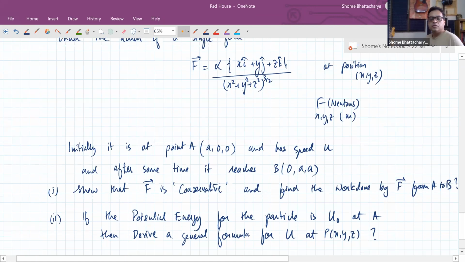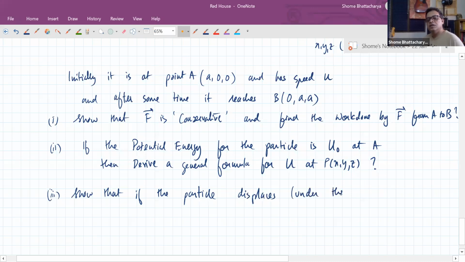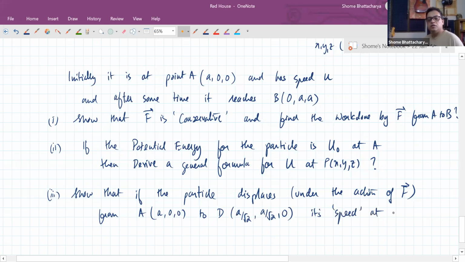And third thing, show that if the particle displaces under the action of the force F from A, which was small a, 0, 0, to some other point, let's say D, which is A by root 2, A by root 2, 0, its speed at D will be the same as initial speed at A. That is, the speed at the point D should be equal to the speed at the point A. So you have to prove that over here.